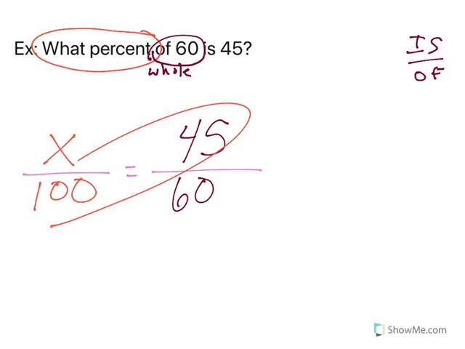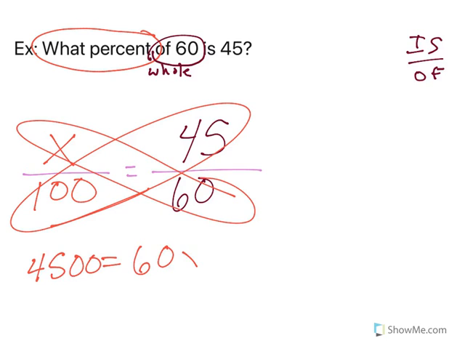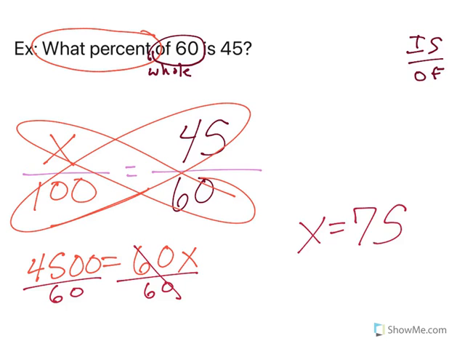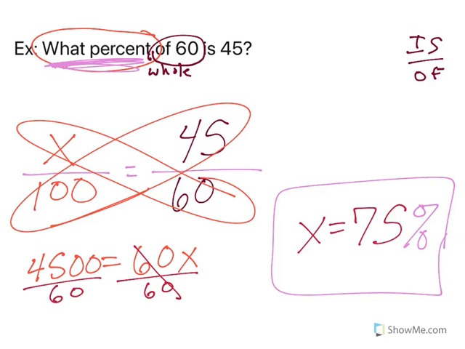And then I'm ready to cross multiply. So 100 times 45 is 4,500. 60 times x is 60x. To get x by itself, we divide both sides by 60 because that is the coefficient. And I end up with x equals 75. Now, one thing to remember, this question asks for the percent, which means this is not 75, the number, this is 75, the percent. So you're just going to want to put 75%. Always go back and read the question.